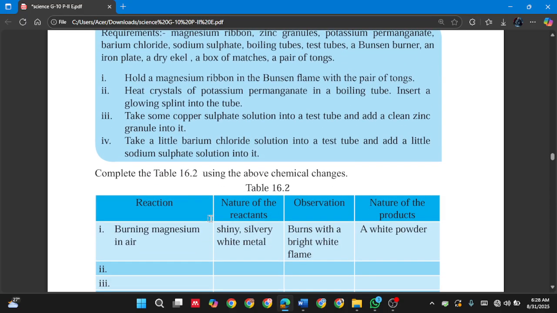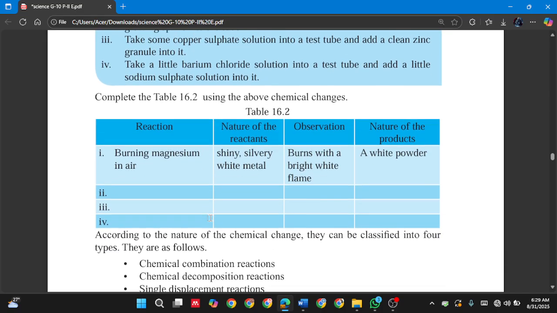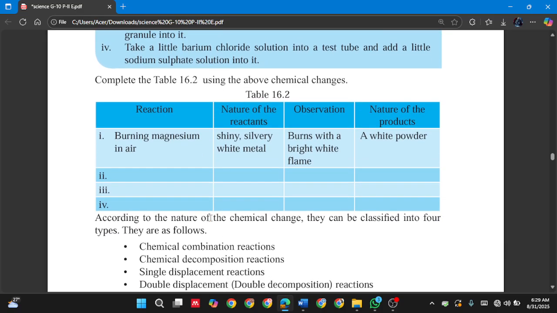And the third one, take some copper sulfate solution into a test tube and add a clean zinc granule into it. Copper sulfate, you have to add a clean zinc granule. Take a little barium chloride solution into a test tube and add a sodium sulfate solution into it. Give a try to do this activity. I'm going to give you the answers later. So you have to fill this table.